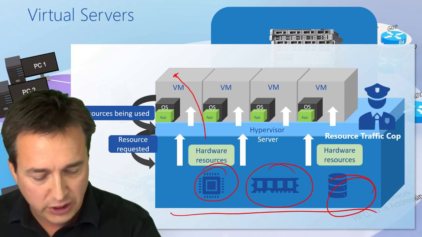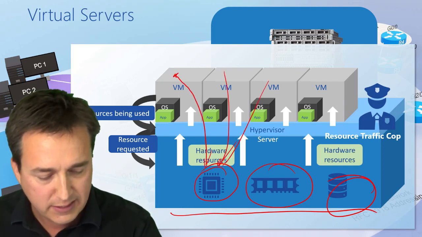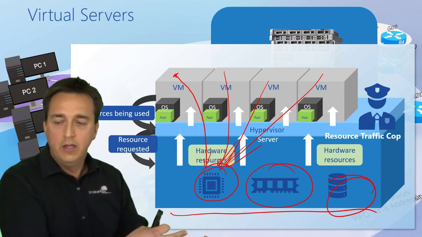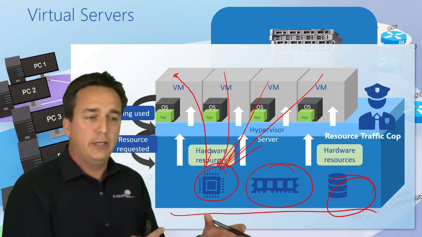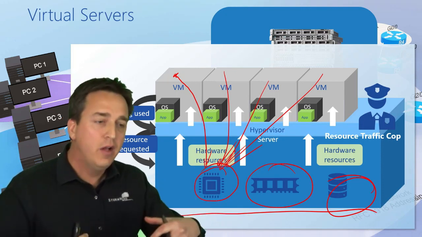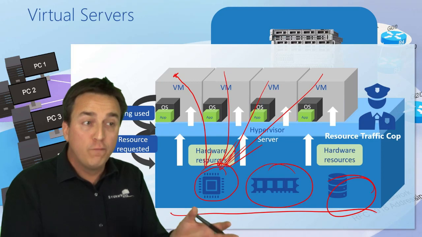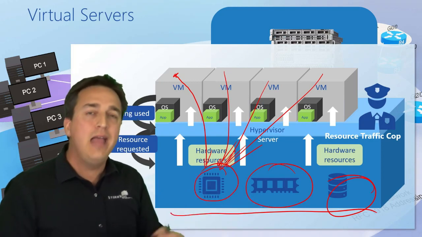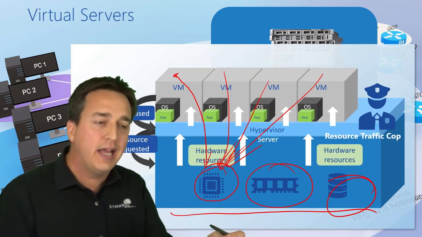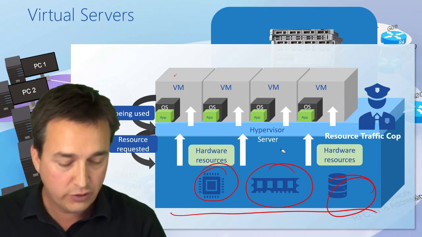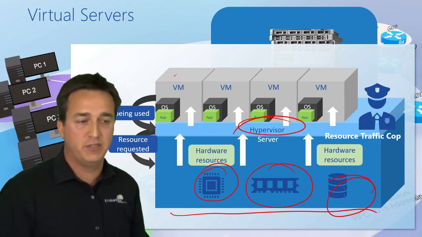This virtual machine needs a little bit of this, one needs a little bit of this, and so on and so forth. So, what do we need to do here? We need to implement something that has the ability to virtualize those physical resources and then control the access that the virtual machines have to those resources as part of the architecture. And that's where our hypervisor comes into play.